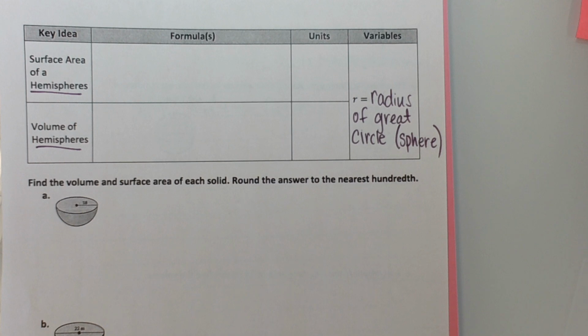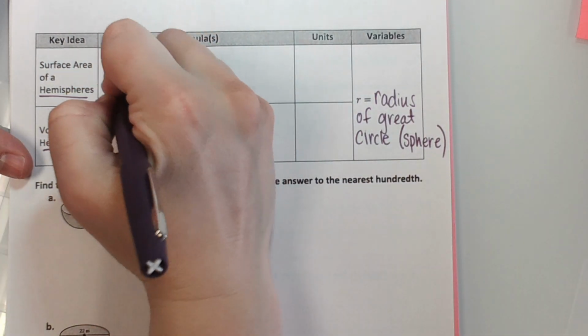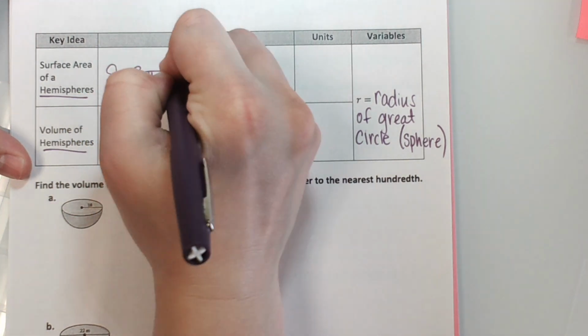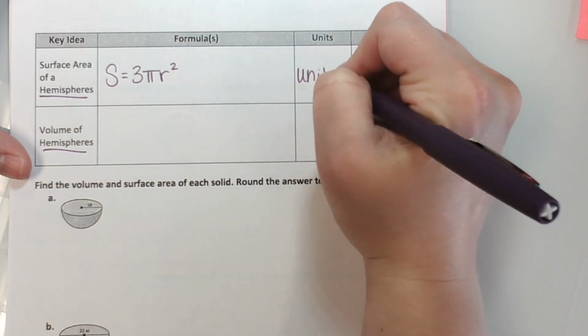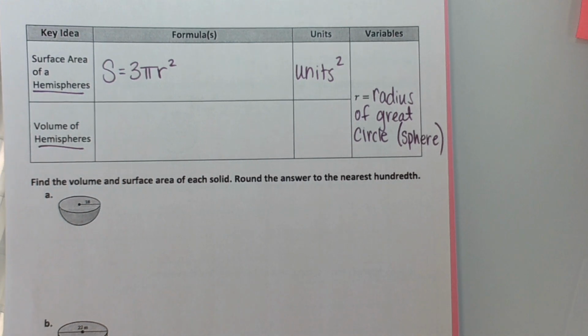Cut this in half. You would get 2 pi r squared. Add an additional circle. What's the area of the circle? Pi r squared. These radii are the same, which means the surface area for a hemisphere is 3 pi r squared. Shockingly enough, units are squared.